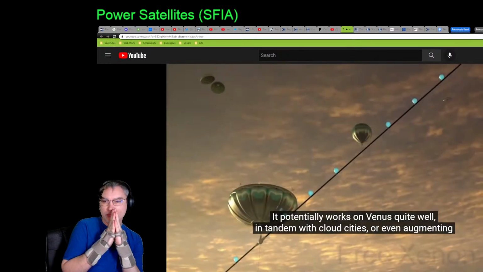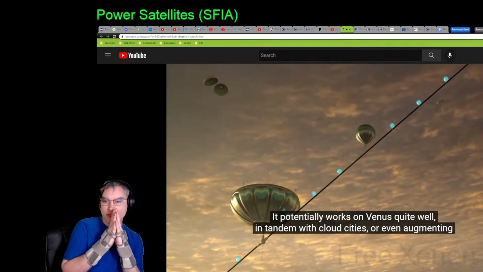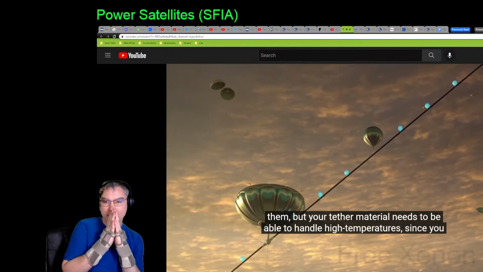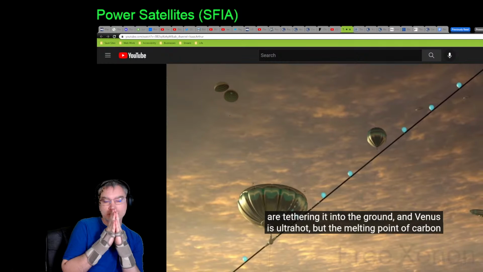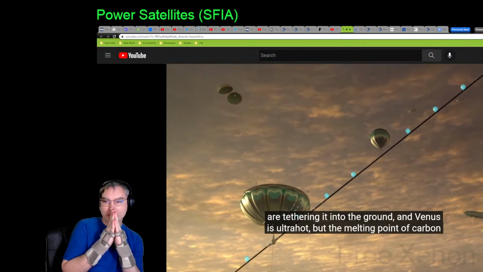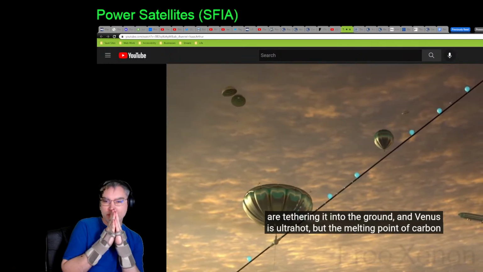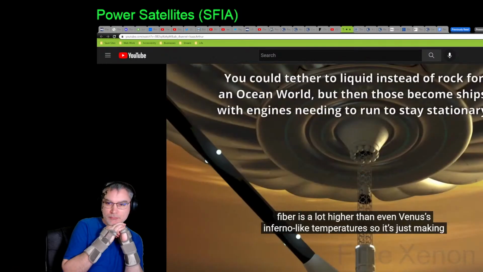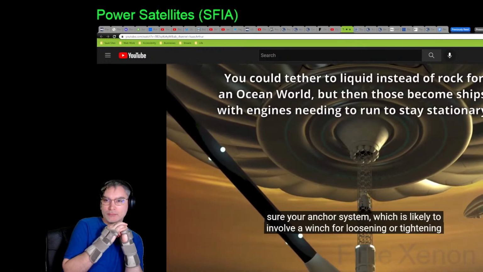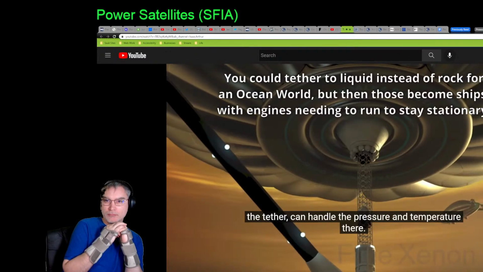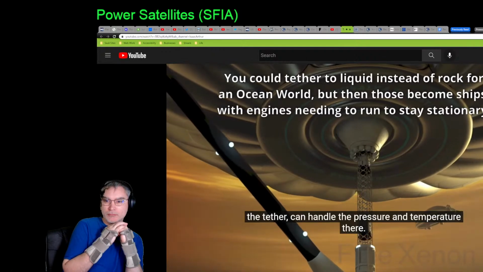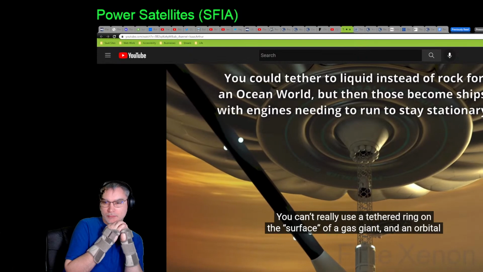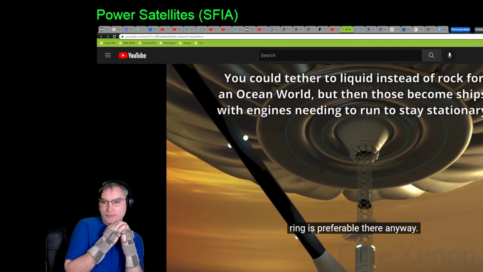It potentially works on Venus quite well, in tandem with cloud cities, or even augmenting them, but your tether material needs to be able to handle high temperatures since you are tethering into the ground, and Venus is ultra hot. But the melting point of carbon fiber is a lot higher than even Venus's inferno-like temperatures, so it's just making sure your anchor system, which is likely to involve a winch for loosening or tightening the tether, can handle the pressure and temperature there. You can't really use a tethered ring on the surface of a gas giant, and an orbital ring is preferable there anyway.